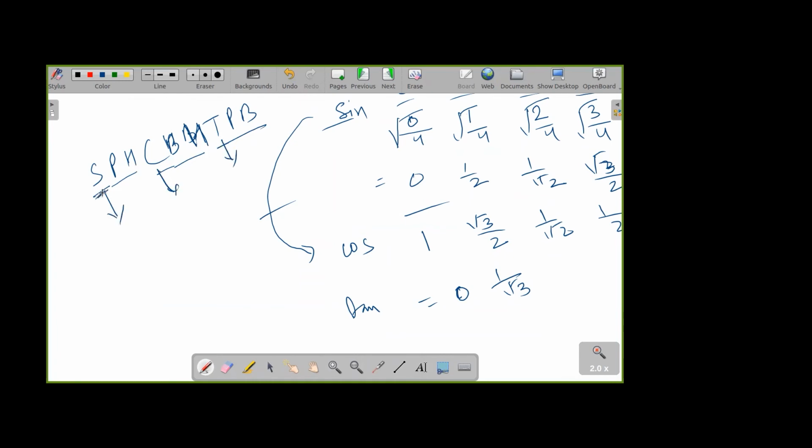So if you want to find sine, this will be P by H. If you want cos, then just B by H. If you want to find tan, then just do P by B.